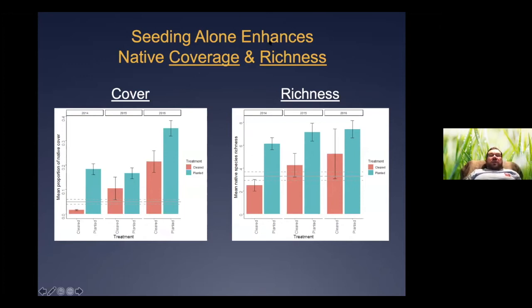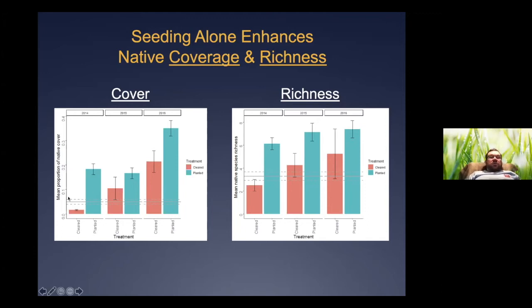The first graph basically says that seeding alone enhances native cover and richness. Richness is just the number of different native species that we see. On the left is native cover, the mean proportion of native cover. If you were to look down on a square meter of ground, what proportion of the ground cover is covered by native species is what we're measuring.